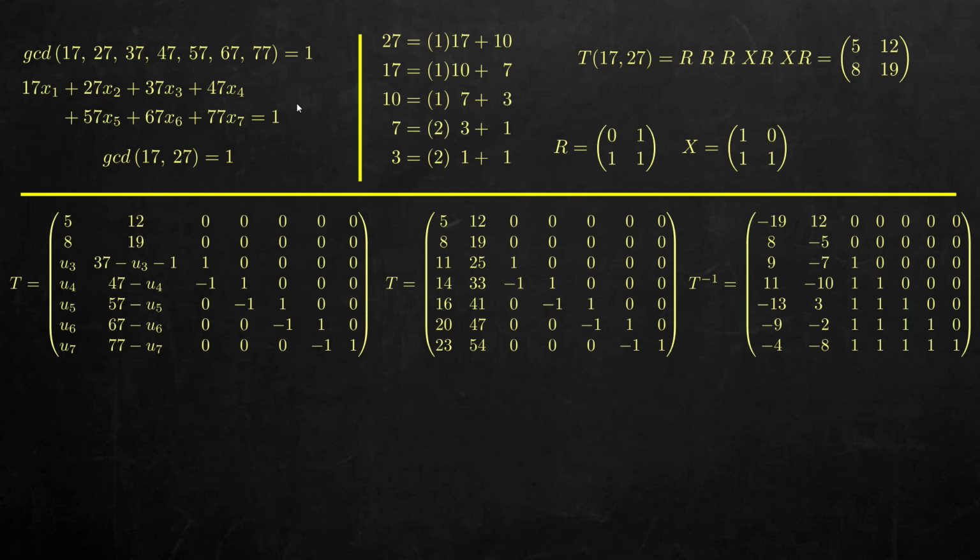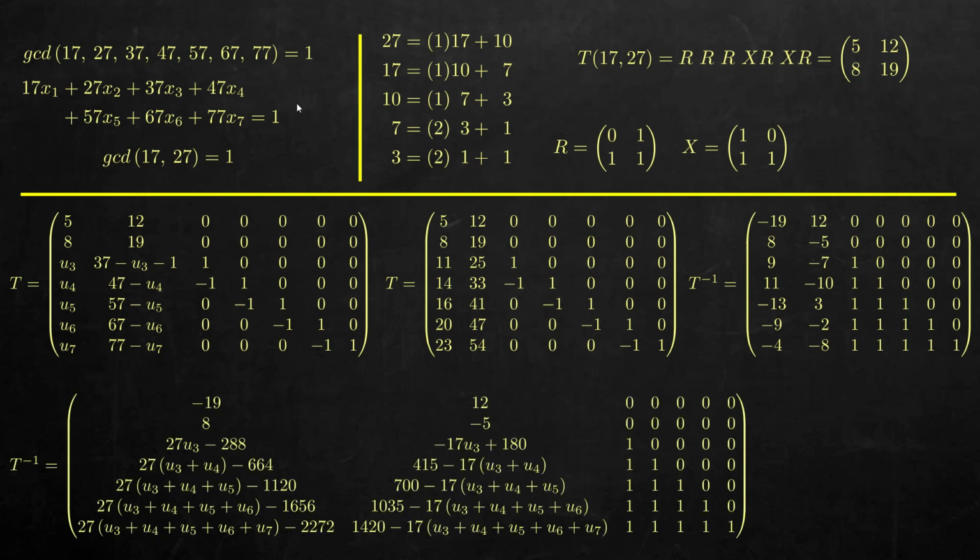If we don't substitute the ui values, we will obtain such an inverse matrix. And we can see that we have solutions to the Diophantine equation of 3 of them, 4 of them, 5 of them, 6 of them, or all of them in the same matrix.